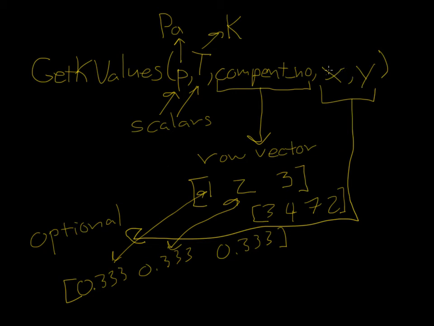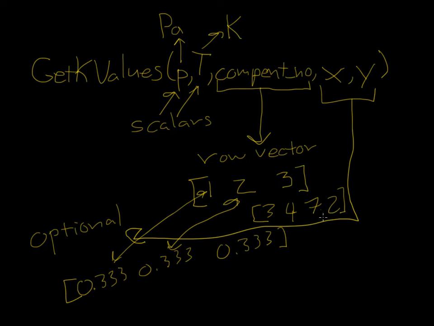If you enter just one of them, it's going to be treated as the x vector, the liquid phase compositions. And then the vapor phase compositions will be treated as equimolar. The vapor phase is going to be treated as equimolar if you don't enter anything for y. If you don't enter anything for x or y, both liquid and vapor are going to be treated as equimolar mixtures of whatever components are defined in this component number vector. Okay, so that's really all you need to know.